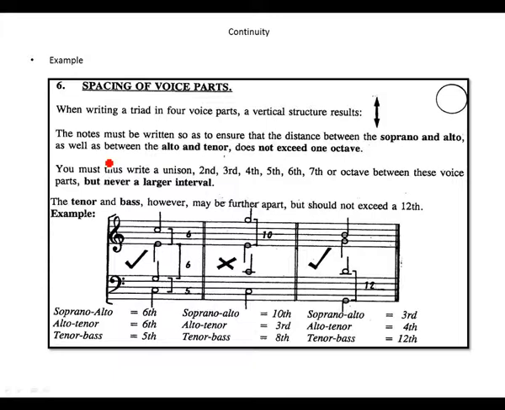Spacing of voice parts. When writing a triad in four voice parts, a vertical structure results. The notes must be written so as to ensure that the distance between the soprano and alto, as well as between the alto and tenor, does not exceed one octave. You must thus write a unison, second, third, fourth, fifth, sixth, seventh, or octave between these voice parts, but never a larger interval. The tenor and bass, however, may be further apart, but should not exceed a 12th. Example.